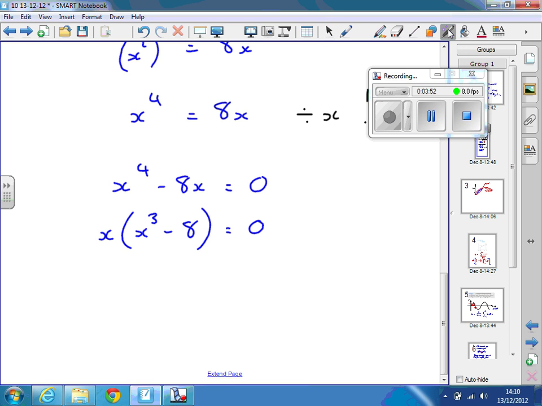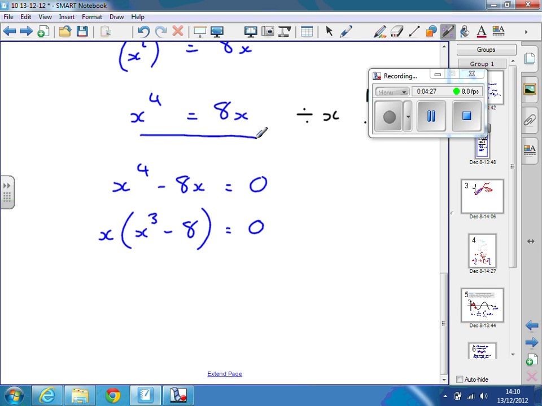If we look back at this point, if I decided to divide by x, I'd have had x cubed equals 8, or x cubed minus 8 equals 0, which is this bit, in other words. And we would have missed the fact that by factorizing, looking at the fact that this right-hand side is 0, means that one possible answer for x is that x equals 0. Because if x equals 0, it doesn't matter what's inside the bracket, the whole answer is going to be 0. And by dividing by x at this point, we would have missed that solution.